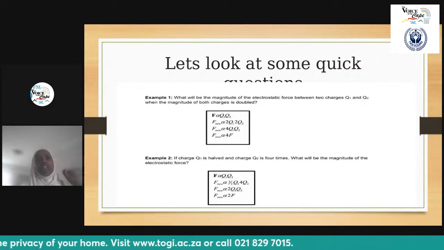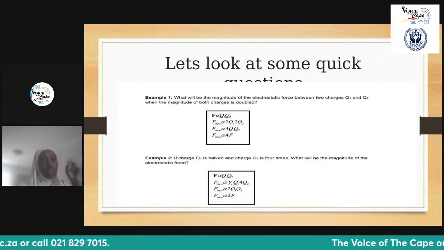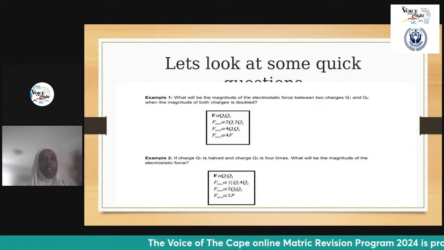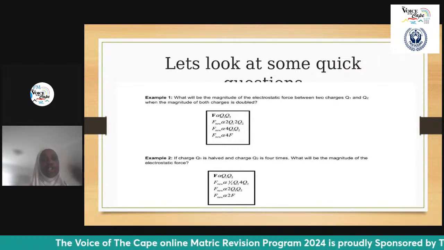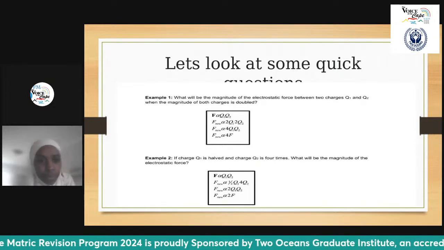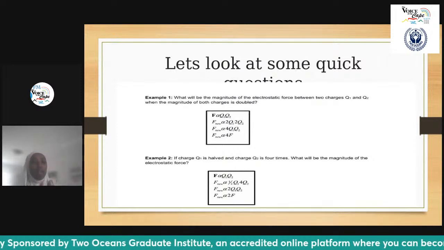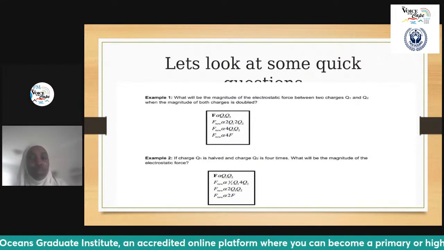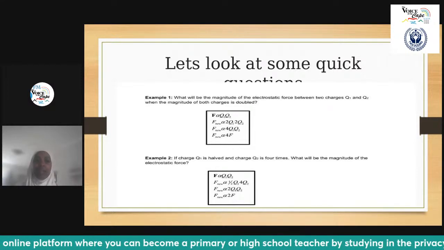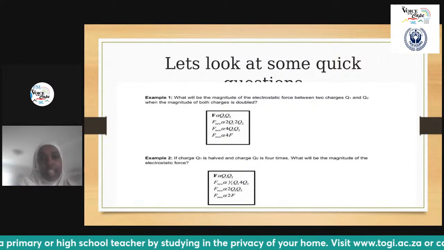Example 1 says, what will the magnitude of the electrostatic force be between two charges Q1 and Q2 when the magnitude of both charges is doubled? So they're asking about the force if we double the charge. We said that force is directly proportional to the charge. If I'm doubling the charge, remember Q1 and Q2 are multiplied together, so I have 2 Q1 and 2 Q2. That makes it 4 altogether. And because it's directly proportional, if charge increases, then force will also increase.